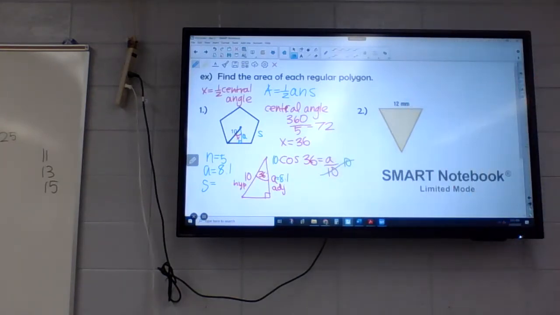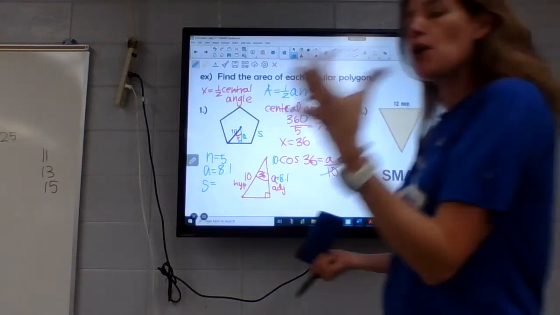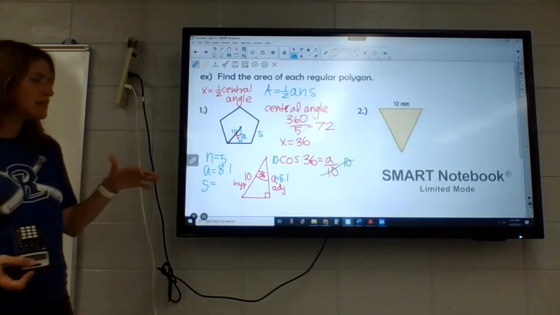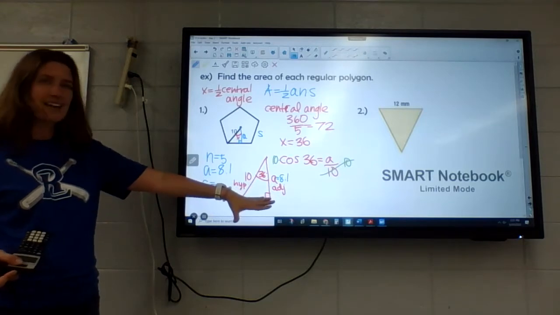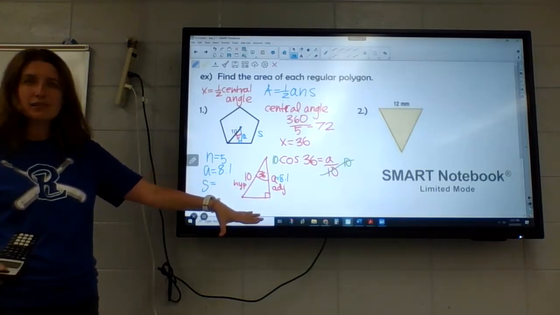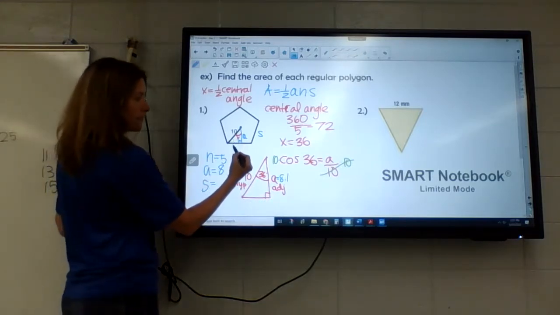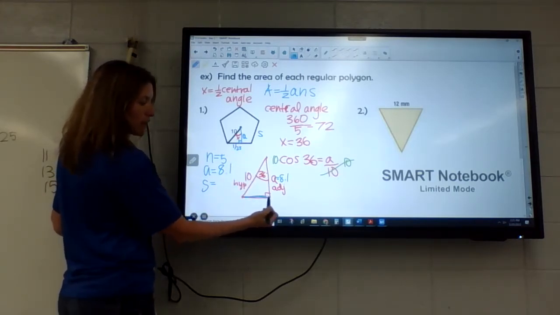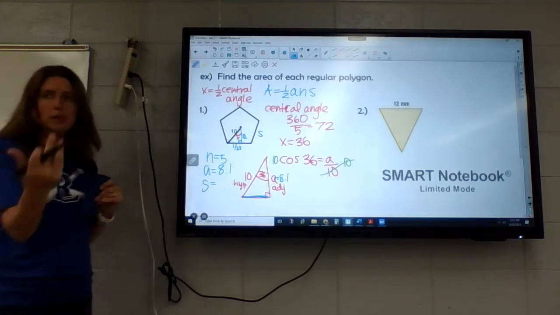How do you guys want to find s? A couple of different ways to do it. Pythagorean theorem? Is that what you lean towards? We could do SOHCAHTOA again. Pythagorean theorem is probably pretty easy in this case, but careful: when you find that other side, is that your s? No, this is going to be half of s. So whenever we get this side, whatever that is, we're going to have to double it to figure out s.